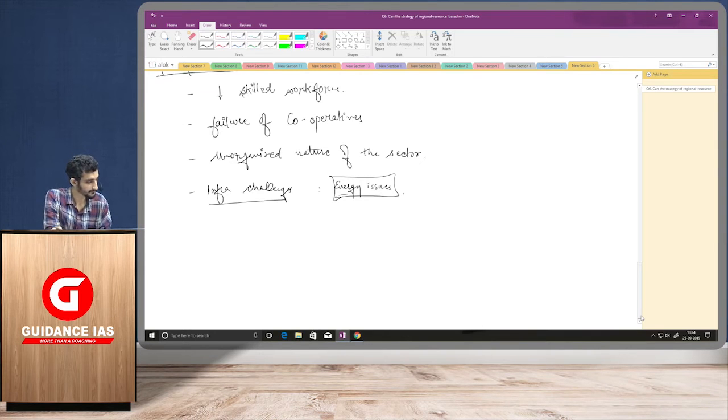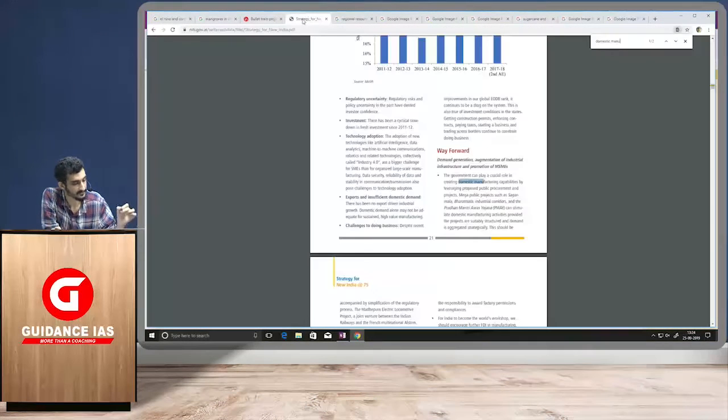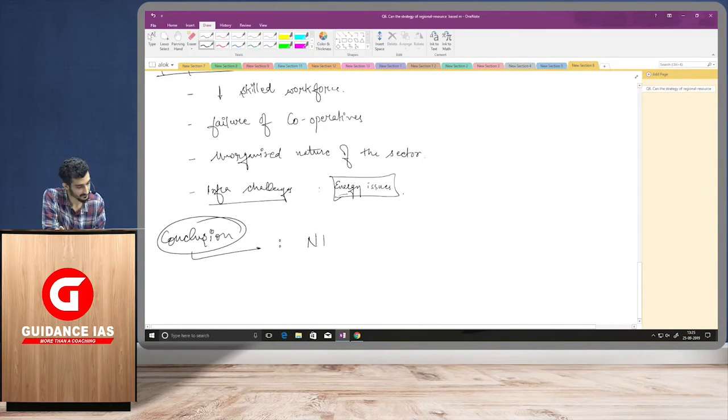And again, the conclusion: you can conclude by giving a current scenario with respect to this topic, that is the recent Niti Aayog report. This is the report which I have opened for you, and in this report, Strategy for New India, it has highlighted that the government can play a crucial role in creating domestic manufacturing capabilities by leveraging proposed public procurement projects, and then they can be in the form of the mega food park scheme, and all those schemes you can write in the conclusion part. So this is how you can make your answer more relevant and as per the demand of the question.